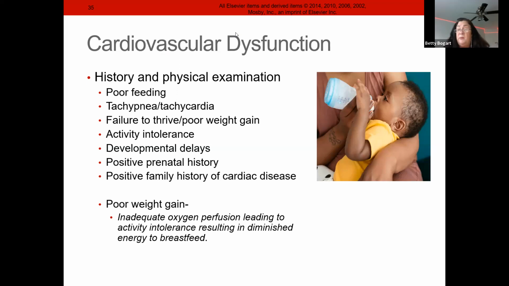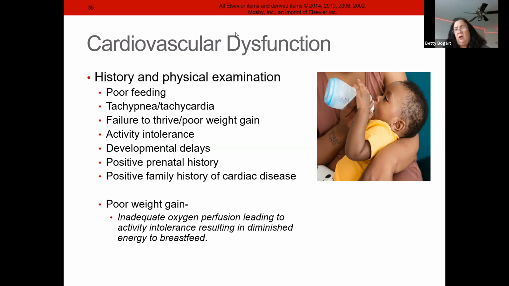Well, if you can't breathe because you have fluid in your lungs, you're not eating enough, you're not going to grow. And developmental delays because no nutrition, you're going to be cognitively delayed. Fine motors, everything. It's all going to be delayed. Now, one of the diagnoses we can give these children as a nurse is inadequate oxygen perfusion because they've got it full of fluid, leading to activity intolerance, right? Now they can't breastfeed, they can't eat, and now this child's going to have poor weight gain. So that all makes sense.